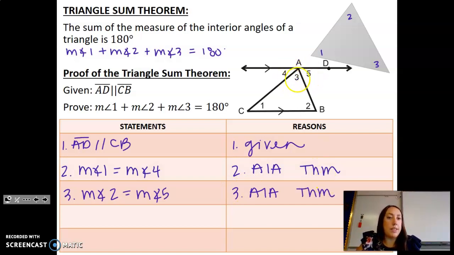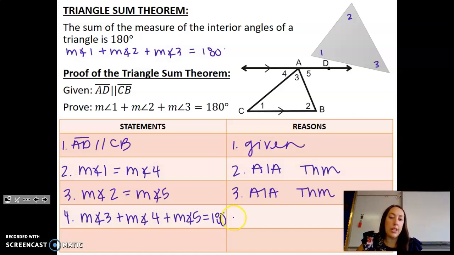And then we also kind of have this linear trio up here. Angles 3, 4, and 5 make a straight line. So I know that they have to add to equal 180 degrees. My reason's just going to be they make a straight line. So we know they add up to be 180.